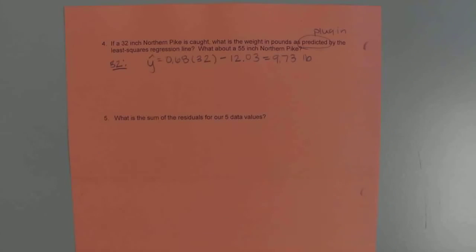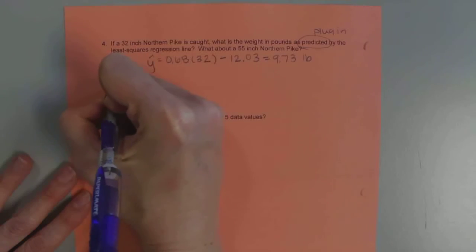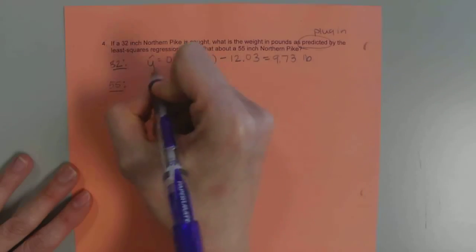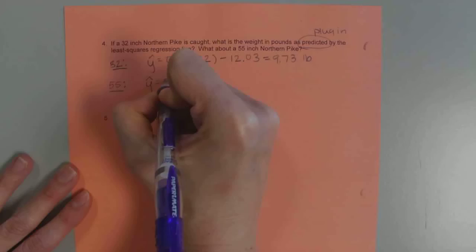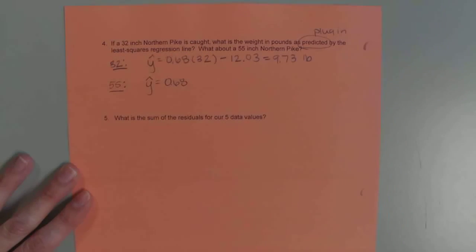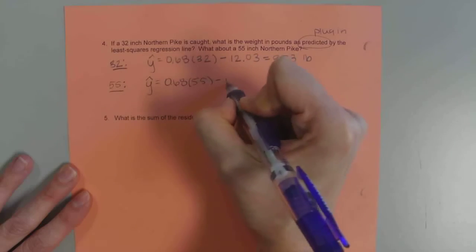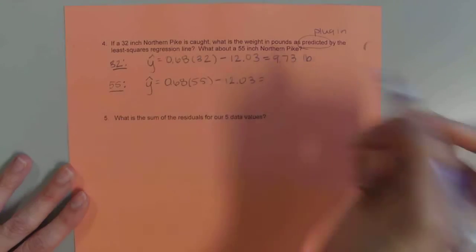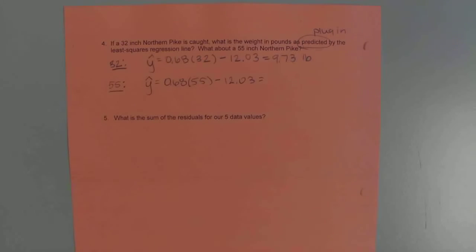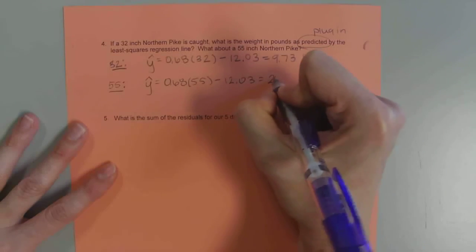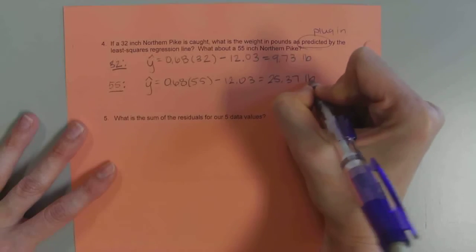It asks us to do the exact same thing for a 55-inch northern pike. The only difference is we're going to plug in 55 now for our x instead of 32. So we'll have y hat equals 0.68, but now our length is 55 inches. So throw that in your calculator, 0.68 times 55 minus 12.03. Is that 25.37 what you guys get? I kind of want to talk about these two.